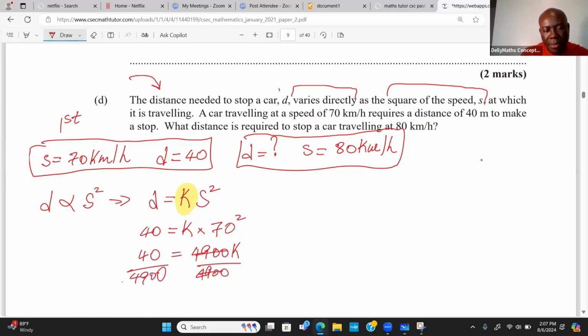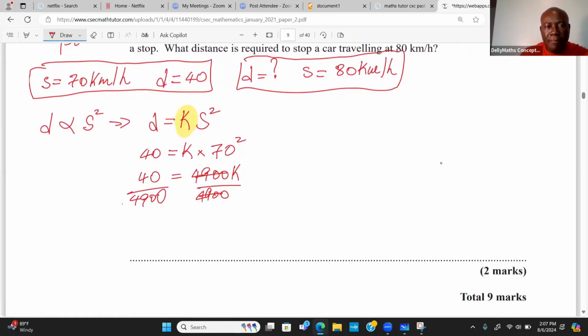So what we're left with is K. Now we have a value for K. K is actually 40 over 4900. I could reduce this quickly. So it's actually 2 over 245, or 4 over 490. So basically that's what it is. So 2 over 245 is K. Let us have K there.